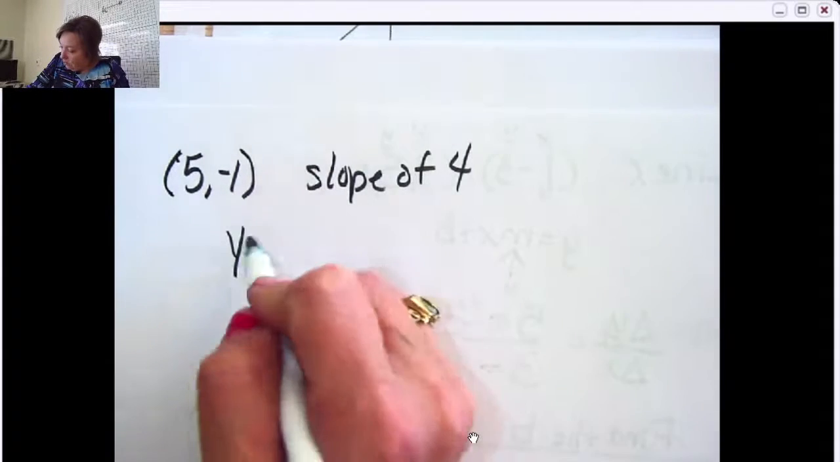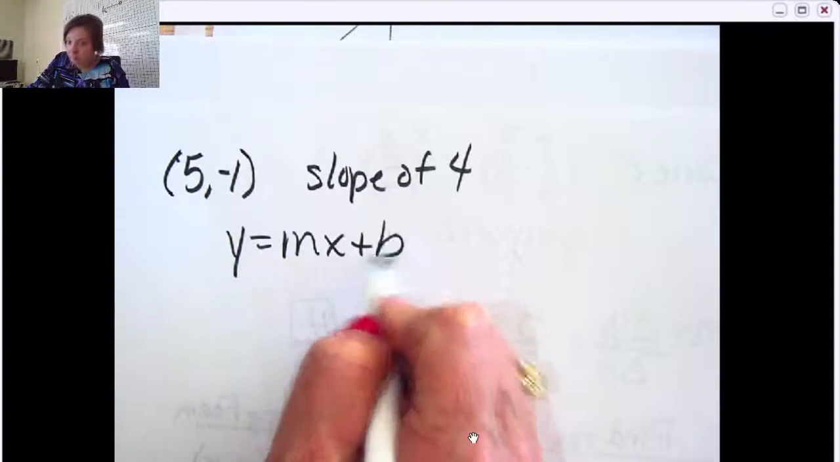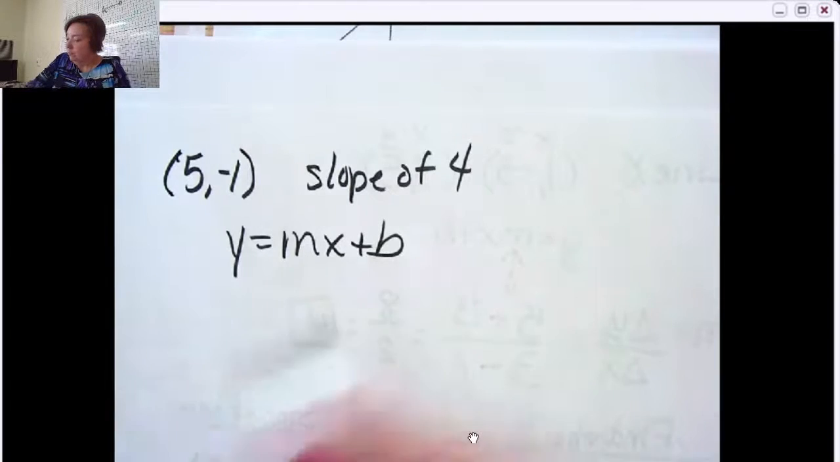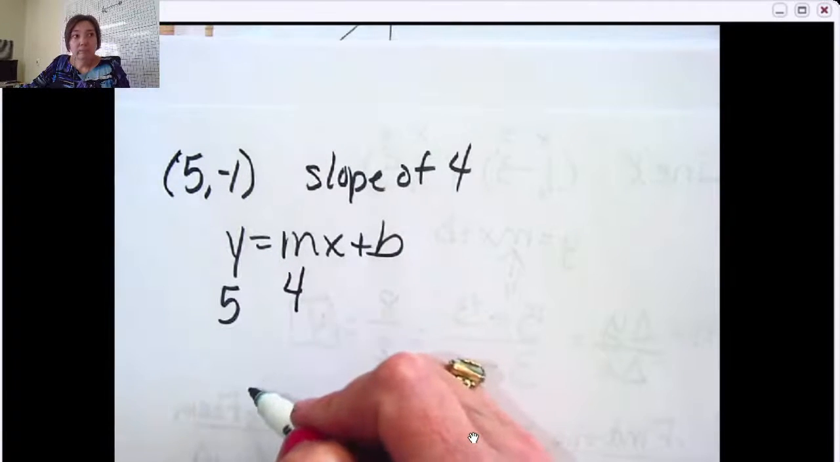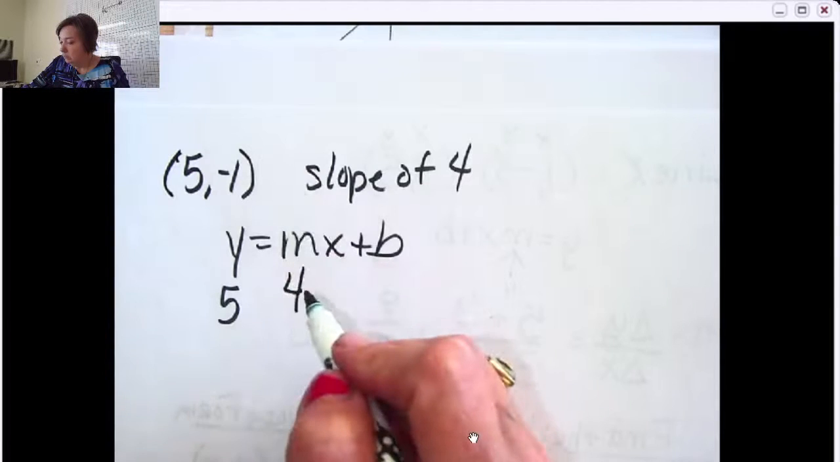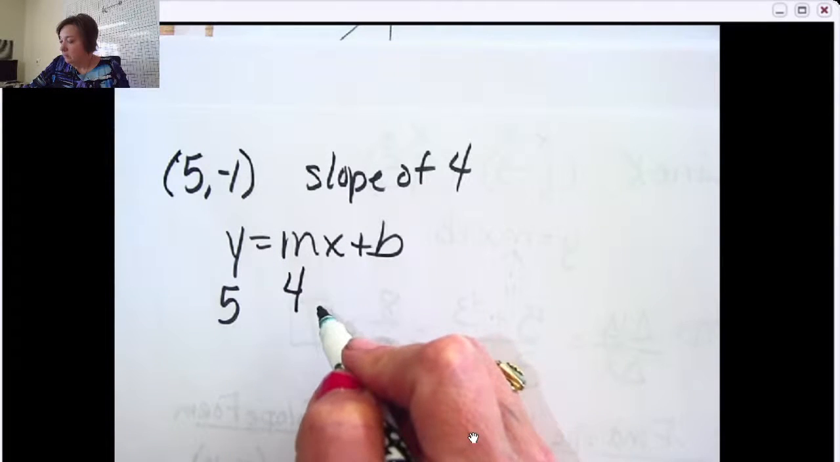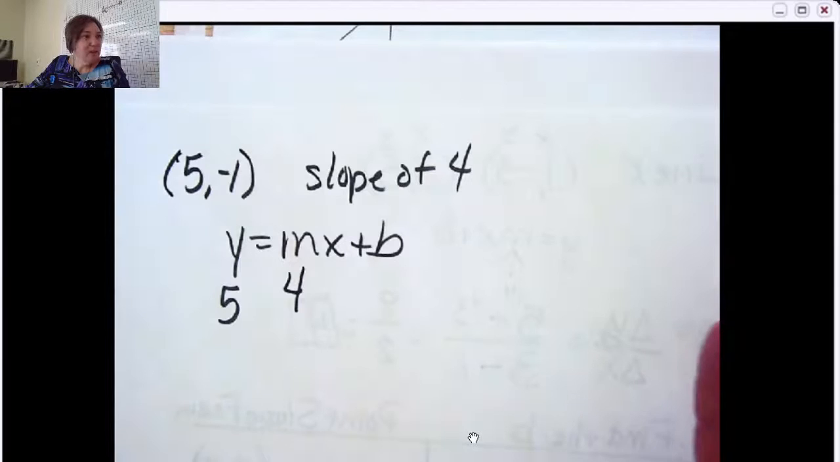Okay. y = mx + b. Boom. Put 4 for slope. Put the 5 here? No. So, do the formula to find b. Is that what you said? I think I just didn't hear you right.